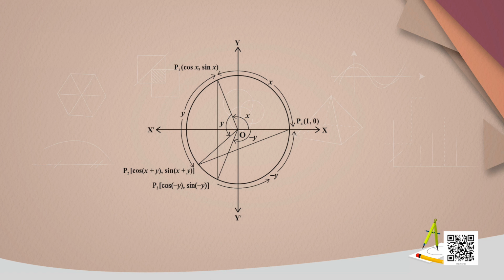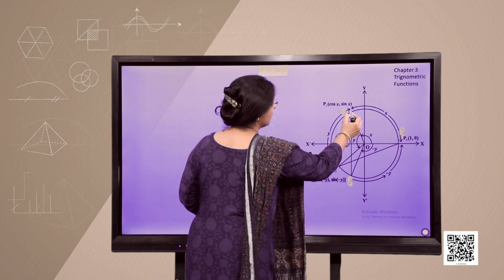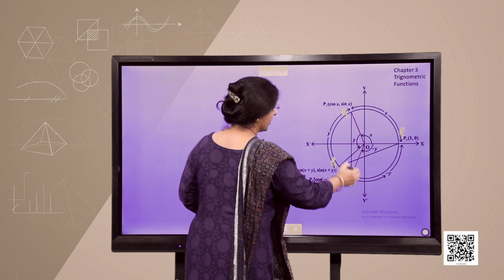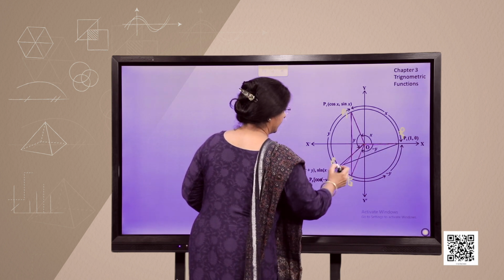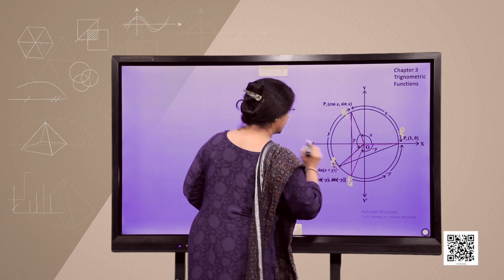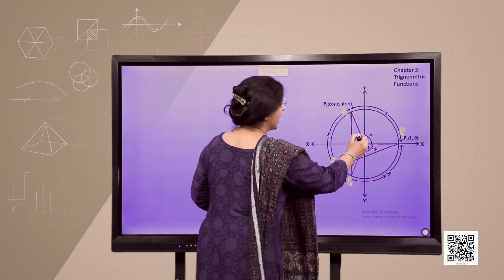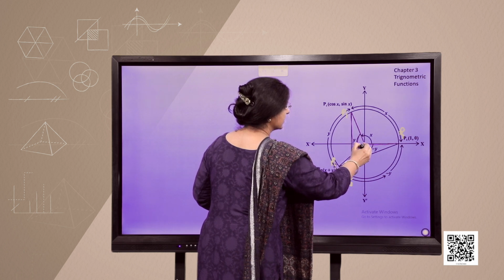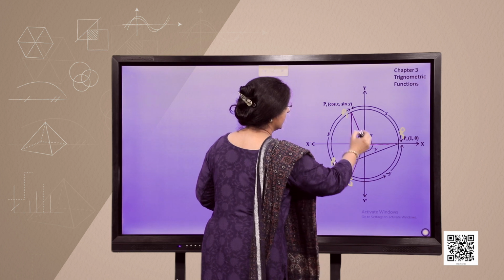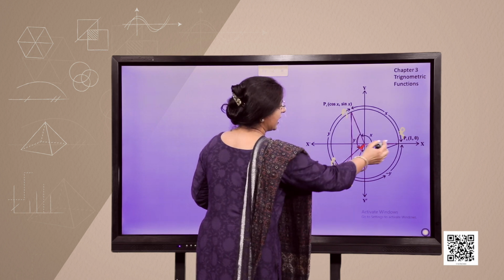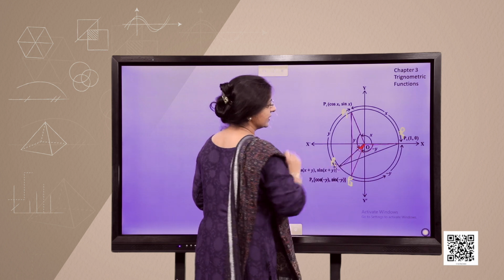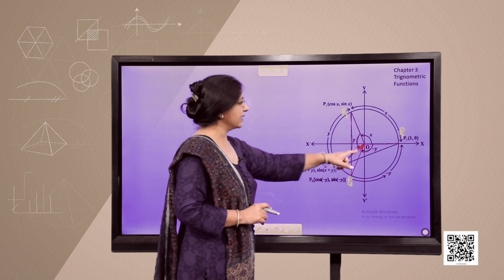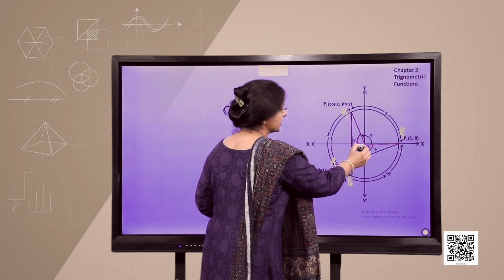Now, from this figure we can easily see there are two triangles, which are P1OP3 and P4OP2 here, right? Now, in these two triangles, the angle made by P1OP3 and the angle made by P4OP2 is also y. Because here the negative sign only represents the direction, the absolute value of this angle is y only. So both are representing y plus this common angle.